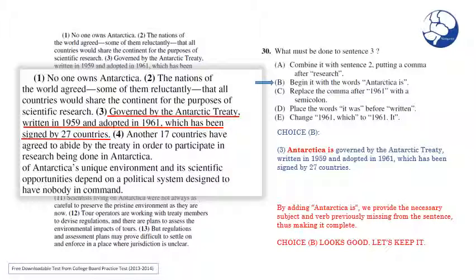Previously, if you remember, we stated that the sentence as is was a fragment. Well, now it has a subject and a verb, which will make it a complete sentence. So B looks good. Let's keep B for now and check our other choices.